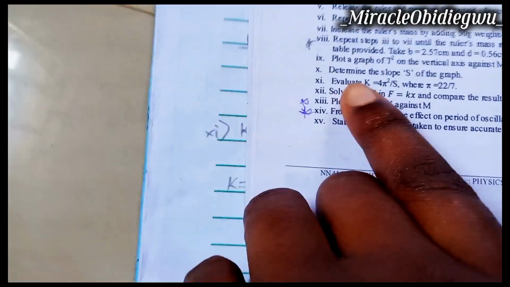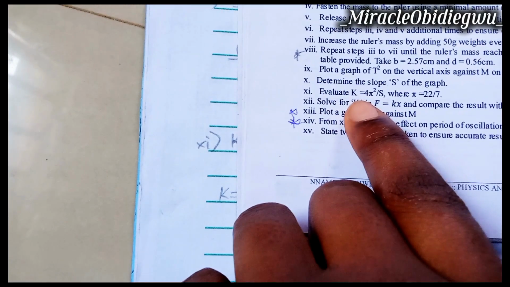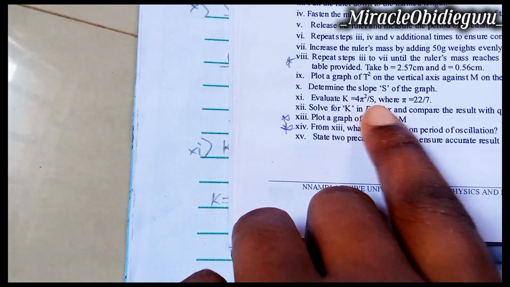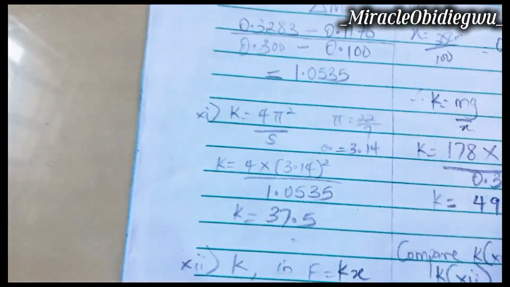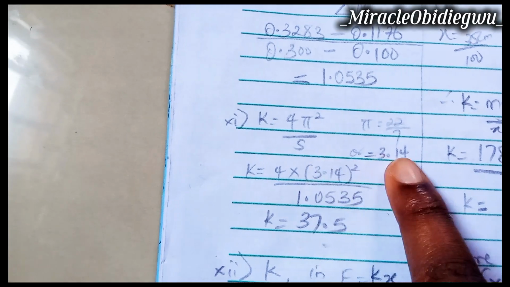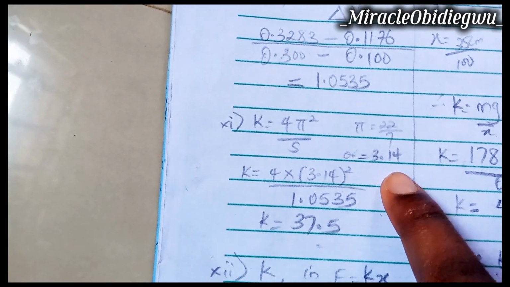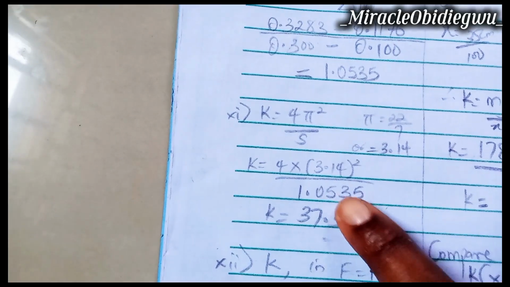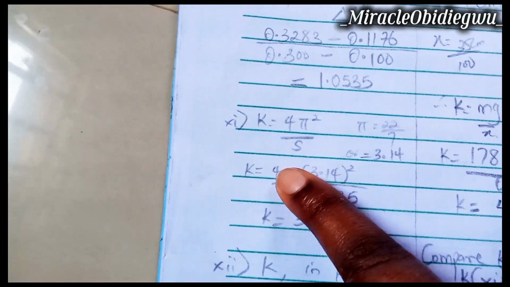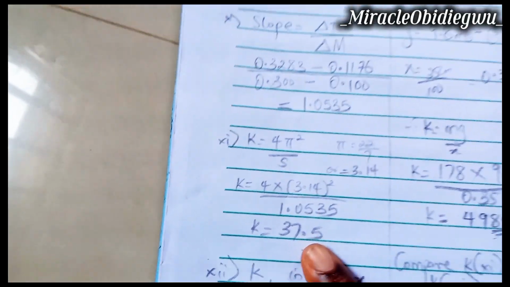After getting this, we are asked to evaluate 4 pi square over the slope, where pi is 22/7, right? So this is your formula. Your pi is 22/7, which is the same thing as 3.14. If you do 3.14 raised to the power 2 times 4, all divided by your slope, you get your k.